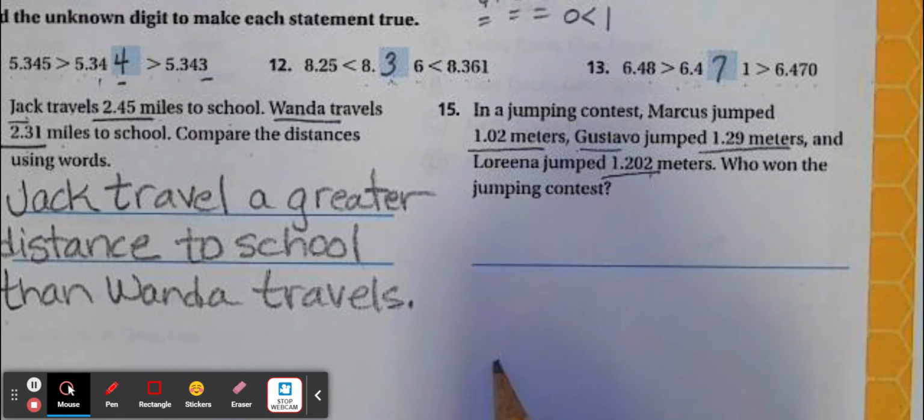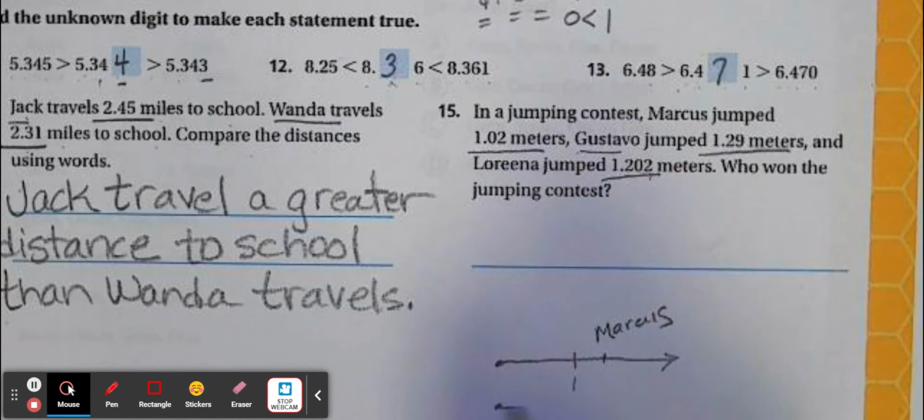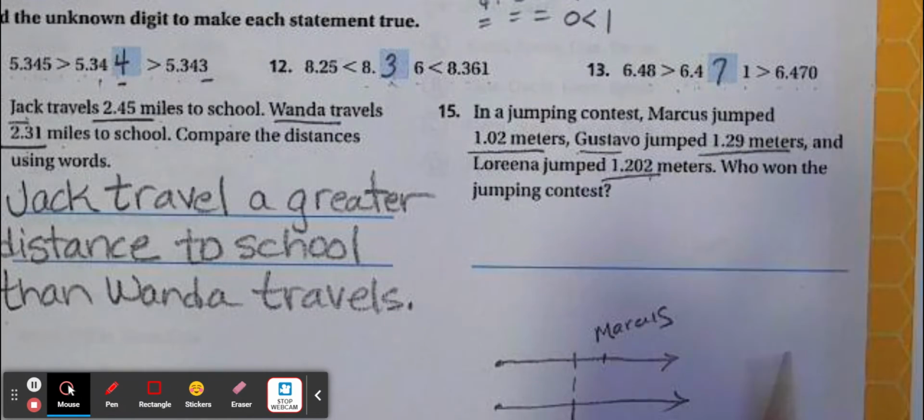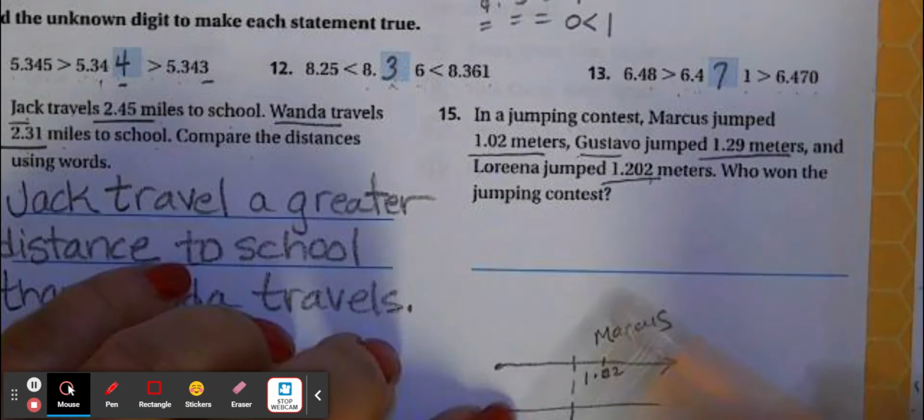Okay, so I need to draw a picture of this so I understand. Here I have 1. This is going to be Marcus. And this is 1 here, and this is 2 hundredths. 1 and 2 hundredths. This is going to be 1 and 29. I know that would be a lot closer, though. I should have drawn it closer, but that's okay.